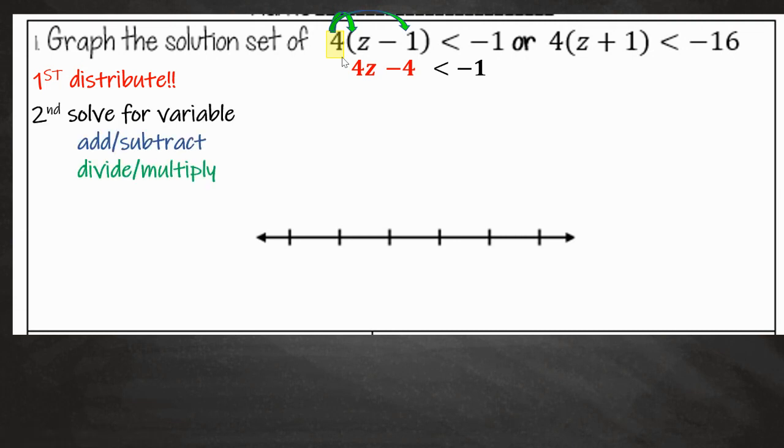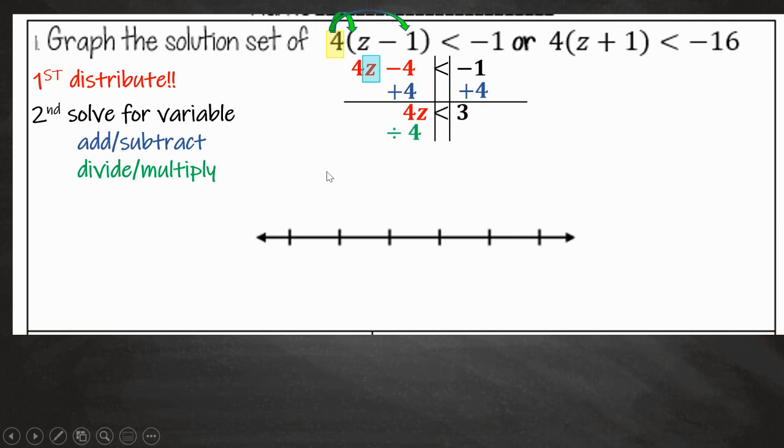Next, we need to solve for the variable, and we're going to do that by adding or subtracting our constant first. So we're going to add 4 to both sides of our inequality, and we get 4z is less than 3. Then our next step is to divide or sometimes multiply, but in this case, we're going to divide by a positive 4 on both sides. So z is less than 3/4 or 0.75.